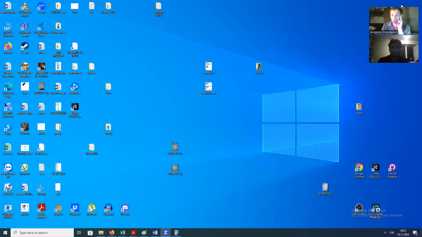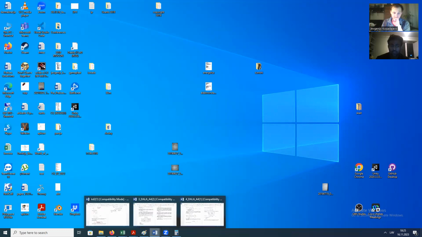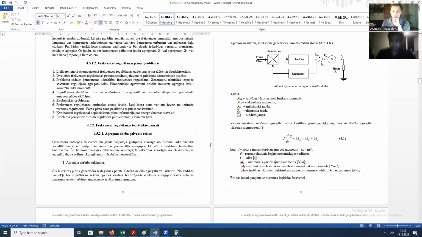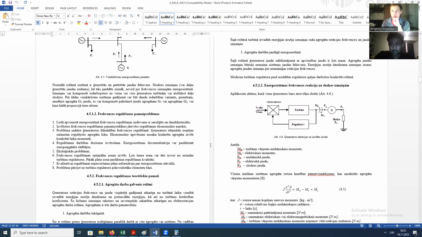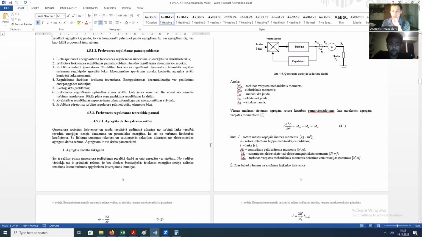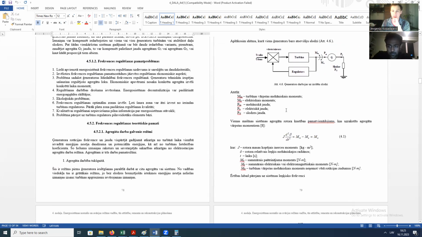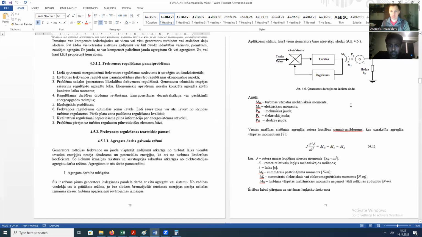And share my screen. Okay, as I said, today we'll try to calculate some practical tasks, and we'll start with systems inertia. I'll use this book. This book is in Latvian, but I'll try to translate what is going on here.